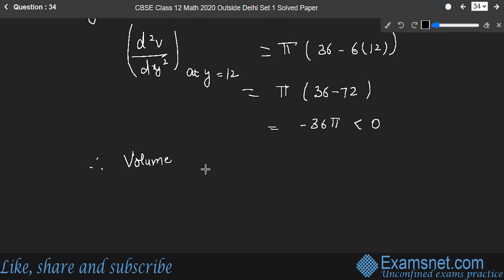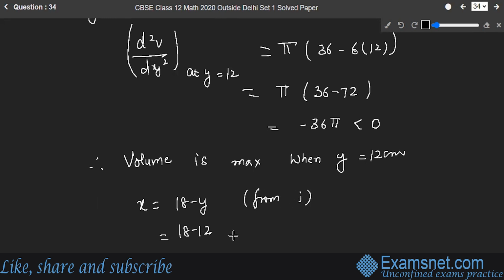Volume. Hence, volume is maximum when y is equal to 12 centimeters. And when y is equal to 12 centimeters, what will be the value of x? It was equal to 18 minus y. So 18 minus 12, this is from 1, which is equal to 6 centimeters, right?